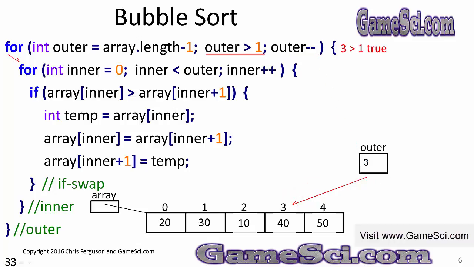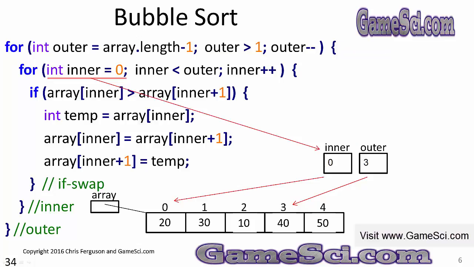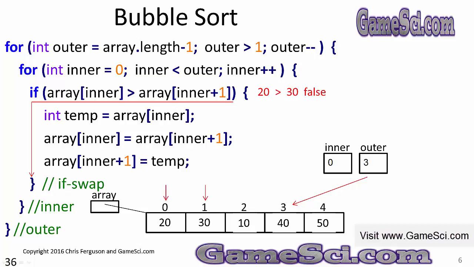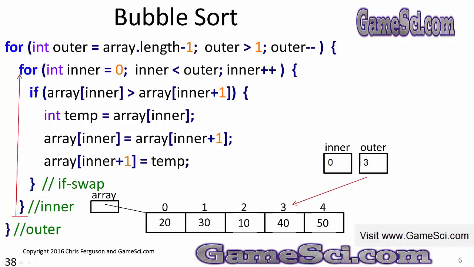3 greater than 1 is a true statement, so we'll enter the outer loop and execute the inner loop. Inner loop starts over from the beginning, and we'll go down the line, moving the largest number it can find to position outer. 0 less than 3 is now a true statement, so I'll execute the if. 20 greater than 30 is a false statement, so I'll skip the swap. When I hit the end of the inner loop, I spin back up. When I spin back up, inner plus plus says go to position 1.